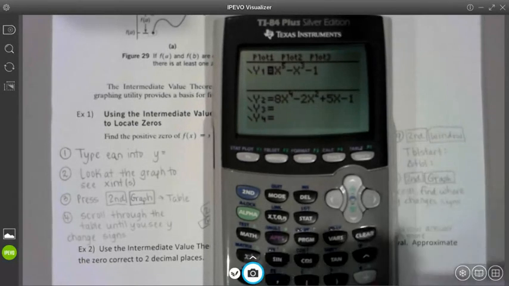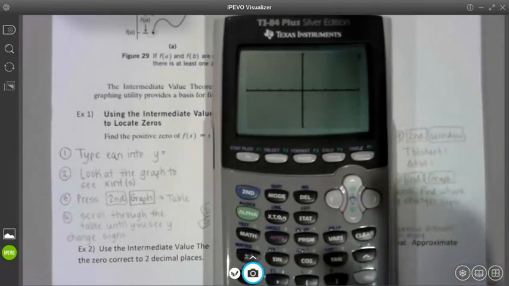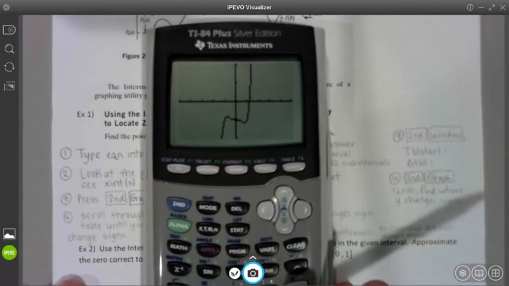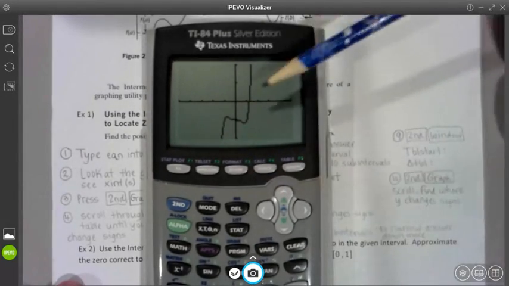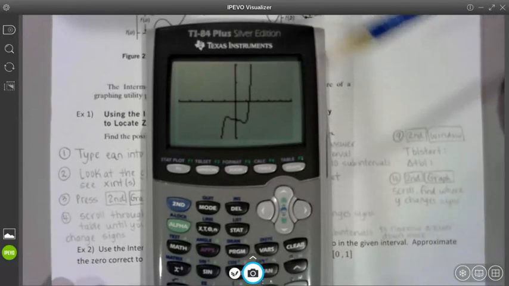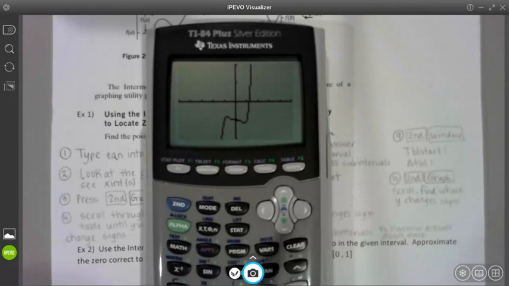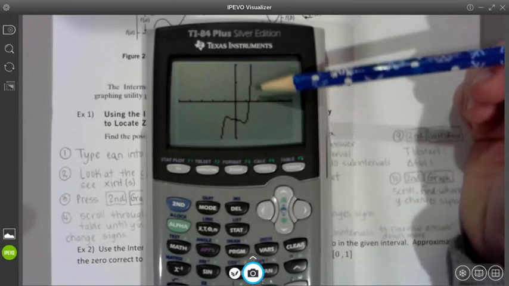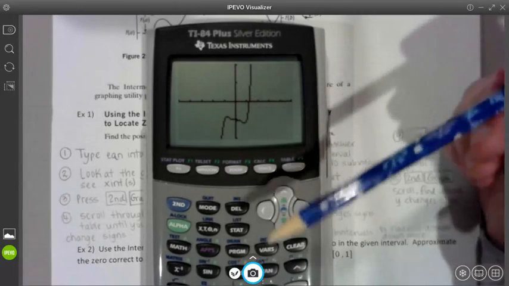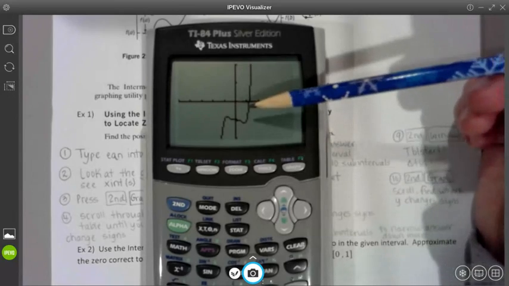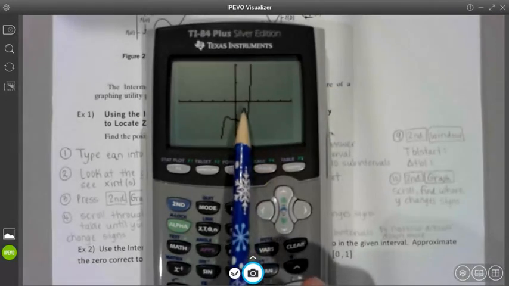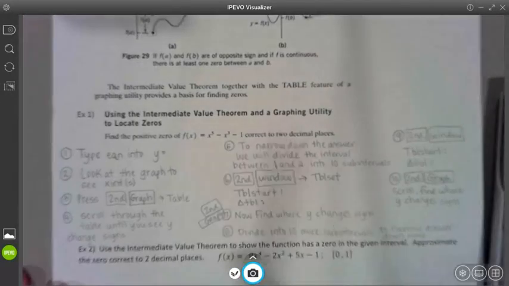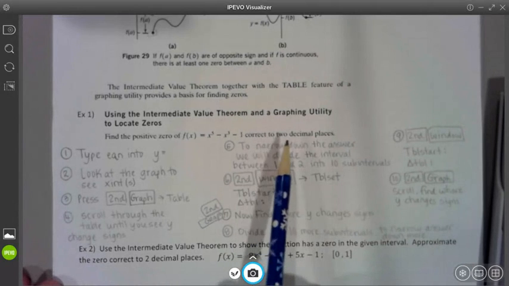All right. So now if you just go right to graph, you can take a peek at where the x-intercepts are. Look at what it's doing. It definitely crosses over the x-axis between 1 and 2. Now, the intermediate value theorem would have you prove that when you plugged f of 1 in, a negative number came out. When you plugged 2 in, a positive number came out. There was that change in y's sign. That's how you can prove there's definitely an x-intercept between 1 and 2. But we're going to let the graphing calculator figure that out, right? So we know that somewhere between 1 and 2, there's going to be a positive zero. So we have to find it, correct to 2 decimal places.